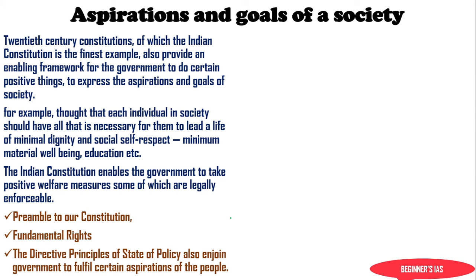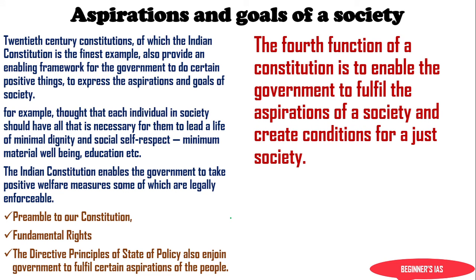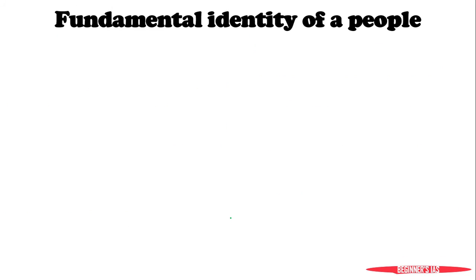See, in the upcoming classes, we are going to deal with the preamble, fundamental rights, and directive principles of state policy. So these are the things that enable the government to fulfill certain aspirations of the people. So this is the very important fourth function of the constitution: to enable the government to fulfill the aspirations of the society and create the conditions for a just society. So let us move on with the final one, the fundamental identity of a people.